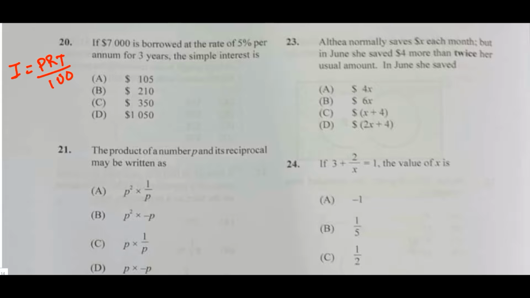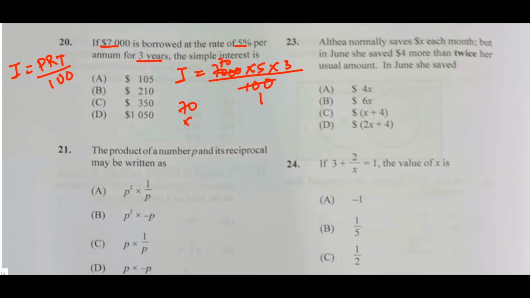So we have, check it, time is in years, 5%, and our principal is 7,000. So we're just going to calculate it straightforward. 7,000 times 5 times 3 all over 100. So 100 into itself 1, and 100 into 7,000 goes 70 times. So we have 70 times 5 times 3. So we can multiply it easy.